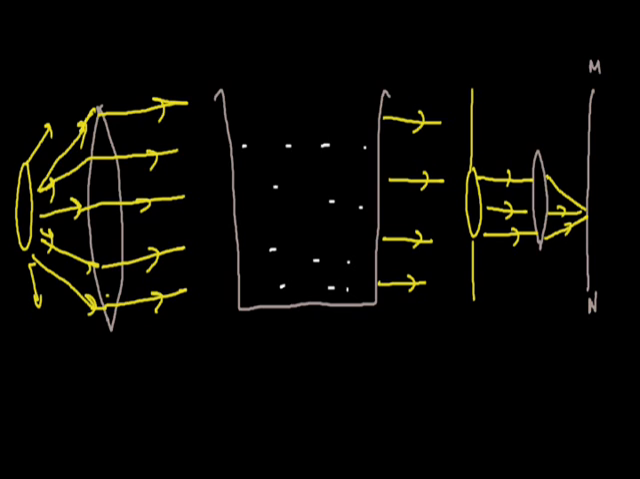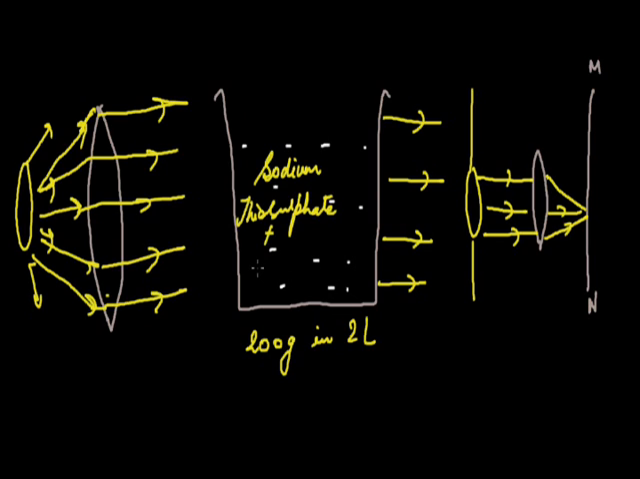Now, what happens? We add some sodium thiosulfate to it, in a concentration of 200 gram in 2 liter water. When we put 2 to 3 milliliter concentrated sulfuric acid in it, the reaction starts and the precipitation of sulfur crystals starts. After 2 or 3 minutes, what do we observe?